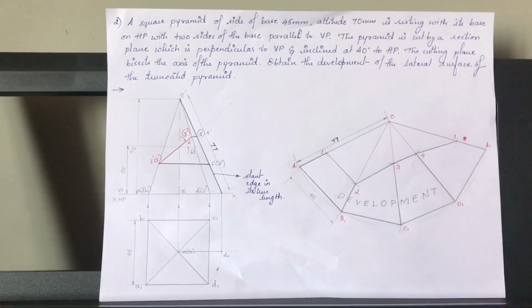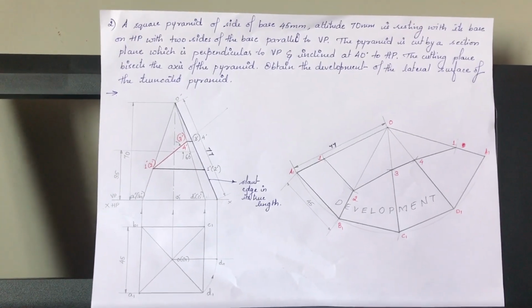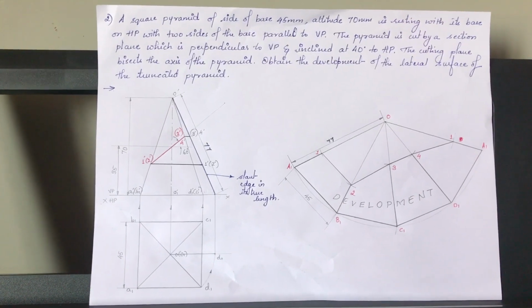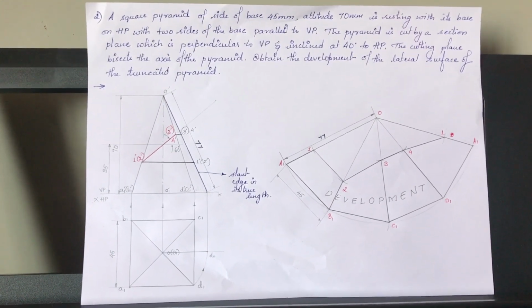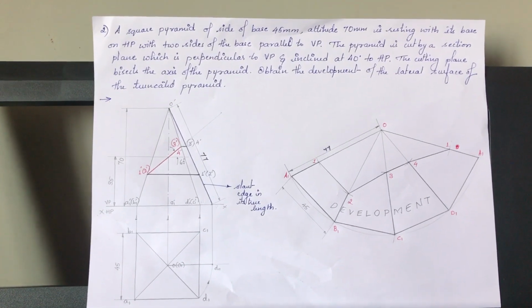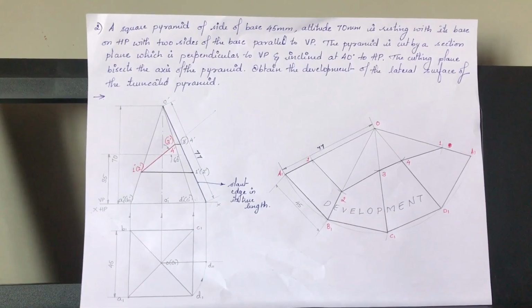Okay, hello dear students. This is the second problem on radial line development. A square pyramid of side of base 45 mm, altitude 70 mm is resting with its base on HP with two sides of the base parallel to VP.